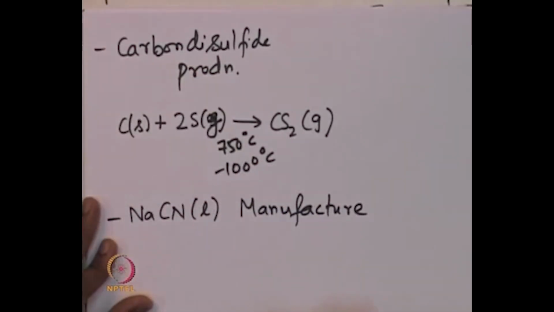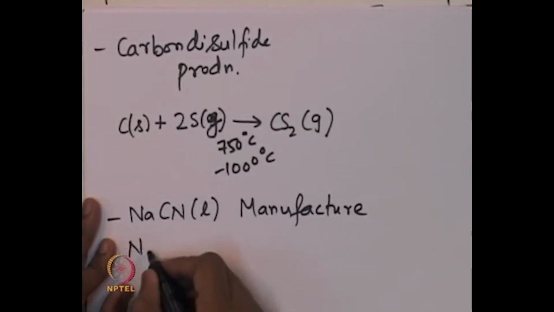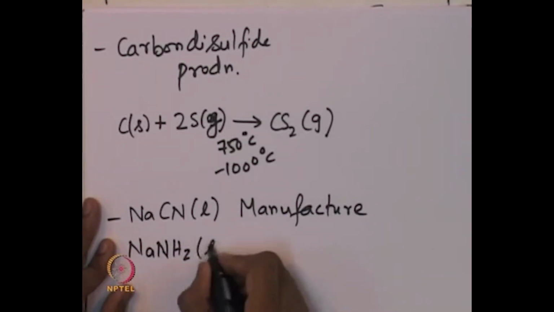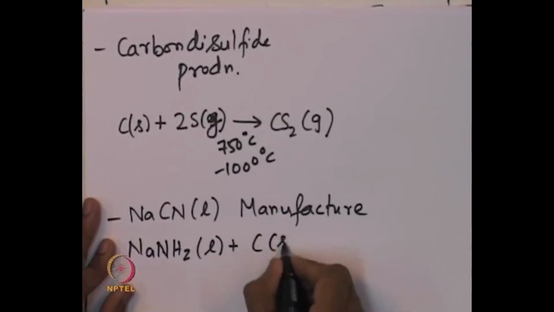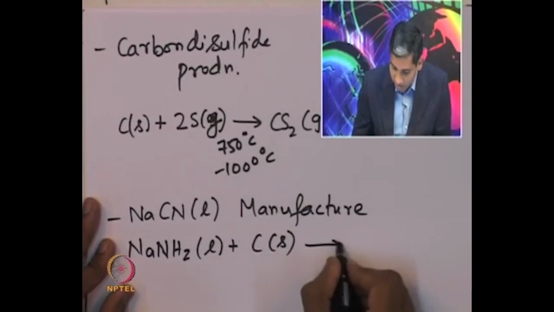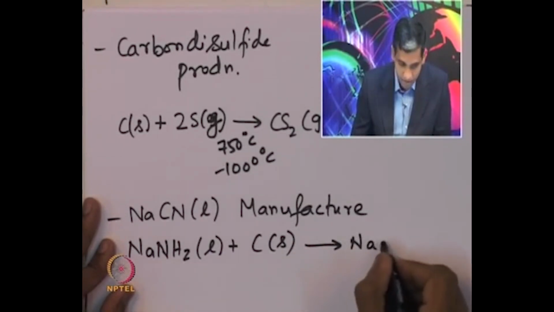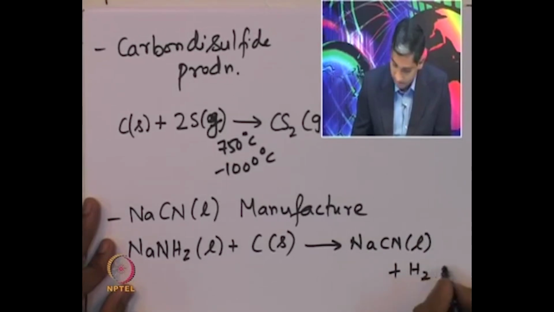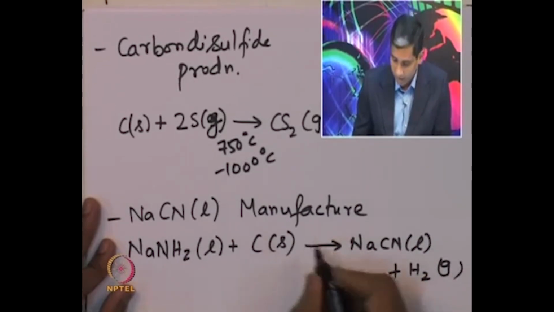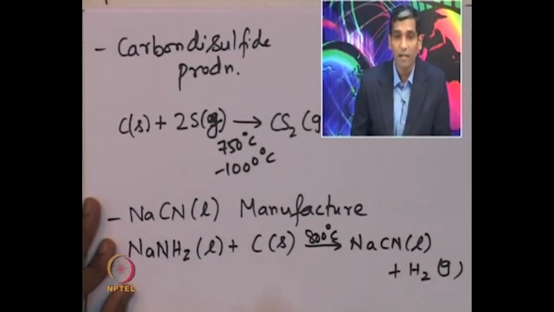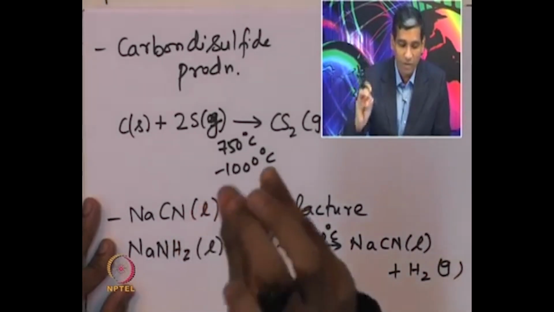Sodium cyanide manufacture, and the reaction scheme is sodium, NaNH2, in the liquid form, reacts with the solid carbon core, and that leads to the formation of NaCN in liquid, and it liberates hydrogen. So, that is the reaction scheme, and it is typically conducted at 800 degrees C. So, that is another example where the core actually shrinks and eventually it disappears.